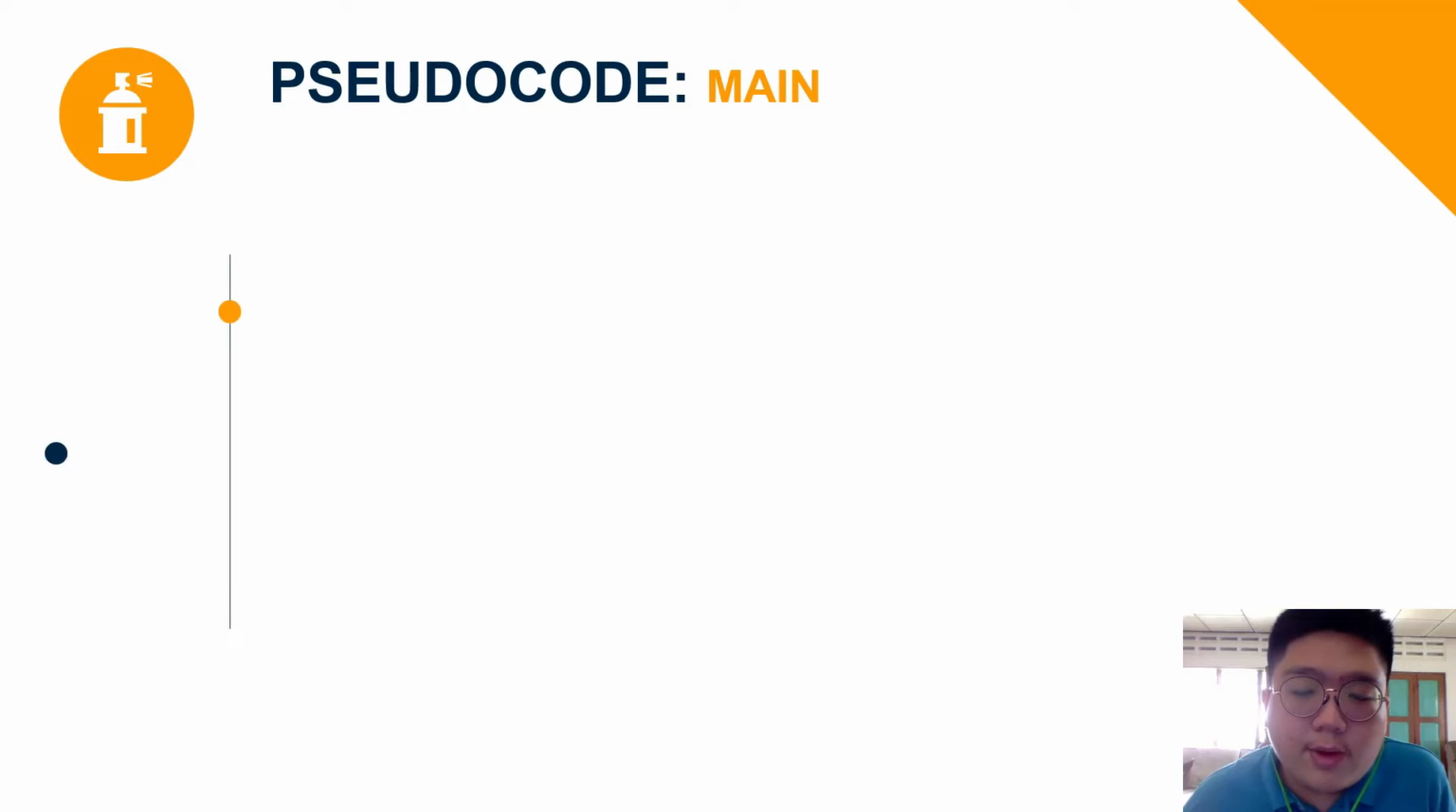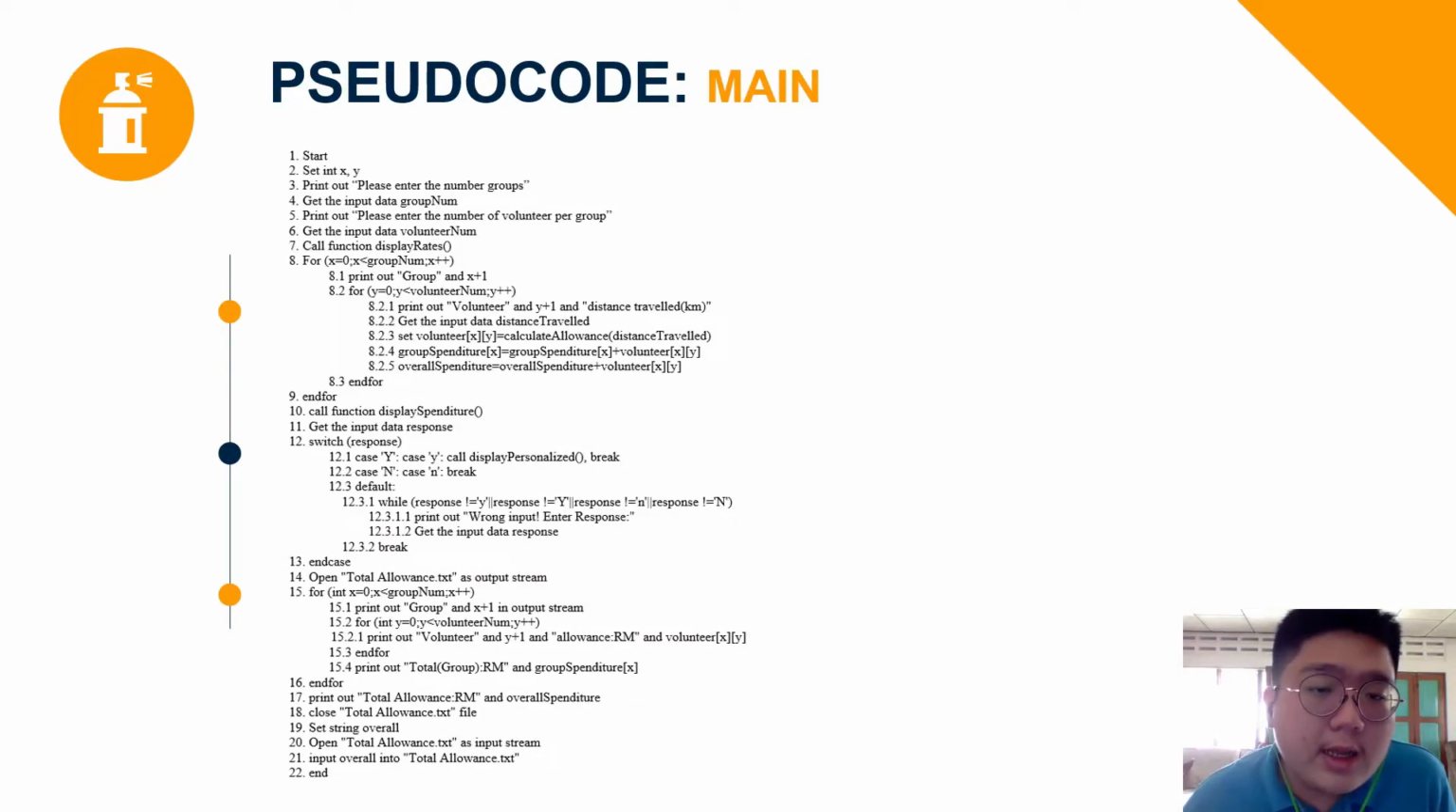Hi, I'm Lim, and now I will present the pseudocode of our project. First, we will come to the main code of our project. We will first get the input of group number and also volunteer number. And for x equal to 0, x smaller than group number, we will print out group x plus 1. After that, we will get the group expenditure x and overall expenditure by using calculation. After that, we will call the function display expenditure, which we will introduce later on.